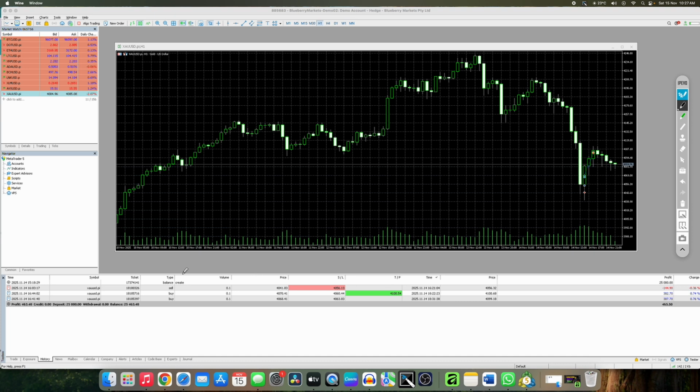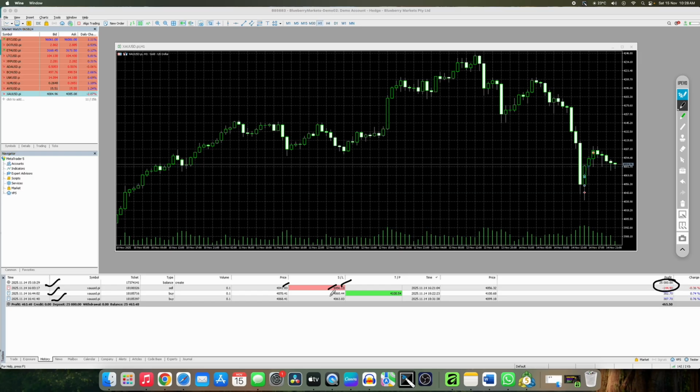I had taken a trade in gold here. You can see 3 positions, 1, 2, and 3. All right, and this trade is from a funded account. As you can see here, I entered the first position at 4,101, and the stop loss got hit. So you can clearly see the loss right here. There's a loss of $144, okay?